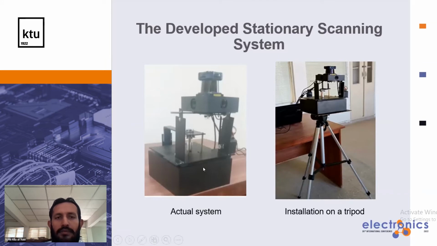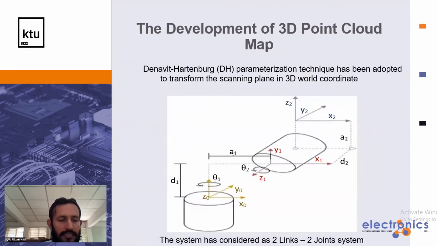For example, here you can see we are placing the system on the table, and the same system you can install on some tripod, and you can put the system either inside the lab, or maybe you can go and use this system in outdoor vicinities. So how are we going to generate the 3D point cloud of the system?